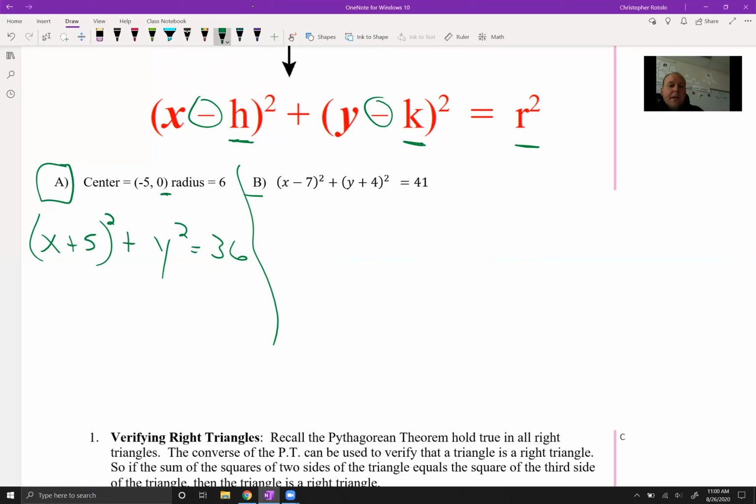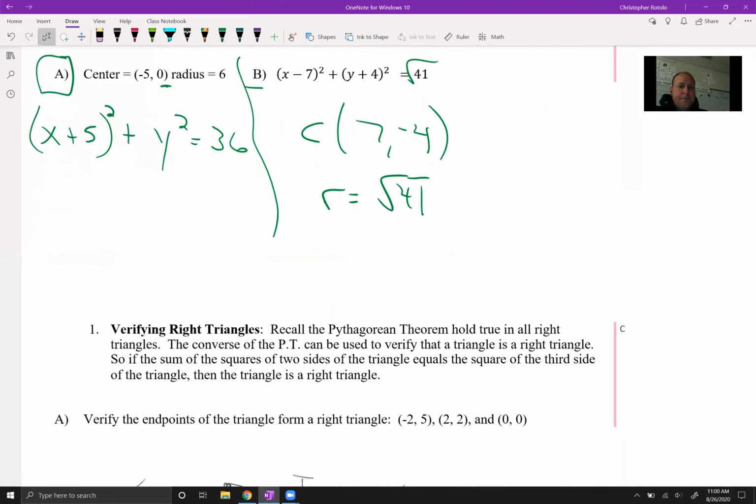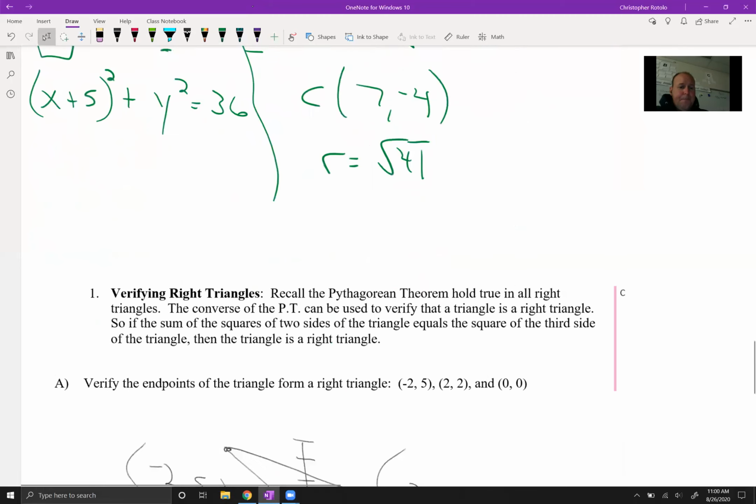We just try not to list those things in there that aren't needed. So here the center is going to be located at (7, -4), and the radius, remember this was squared, so we're going to be at the square root of 41. Whether we work with decimals or simplified radicals, we'll delineate that. I want to make sure we have the idea of circles first before we start getting into any intricate details. Okay, so that's our circles.